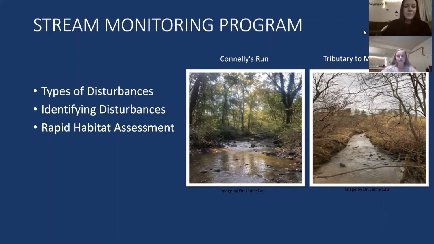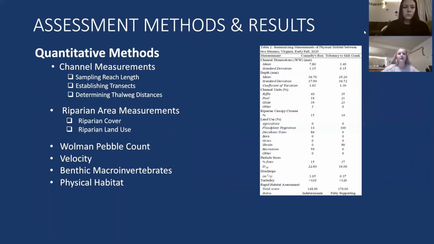We use rapid habitat assessment to discover any alterations between Connelly's Run and the Tributary to Mill Creek, which will show us if something might be impaired within the interconnection between health and integrity of the streams. So we have assessment methods and results. For our quantitative methods, we have channel measurements, riparian area measurements, and a lot more.